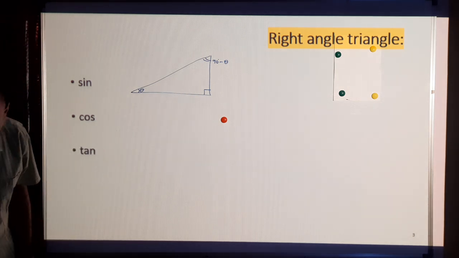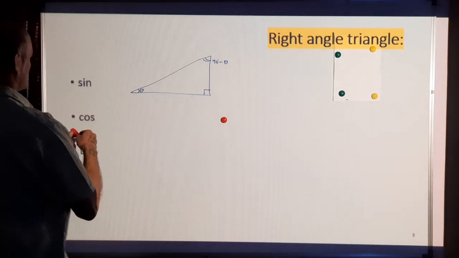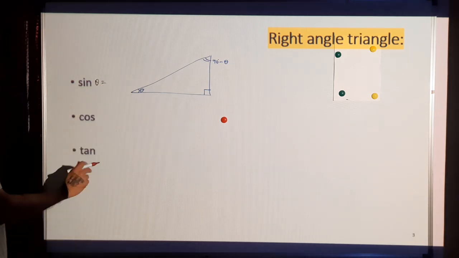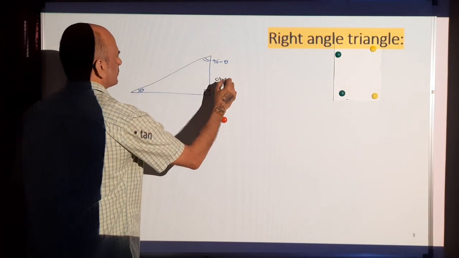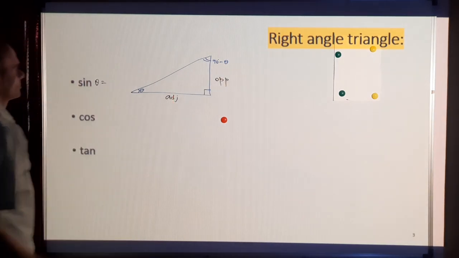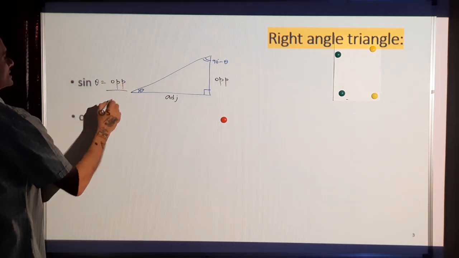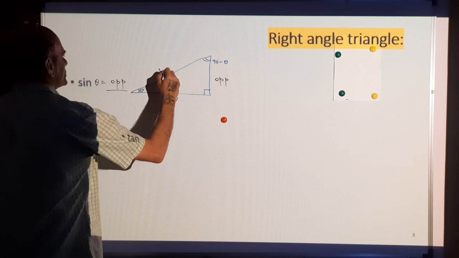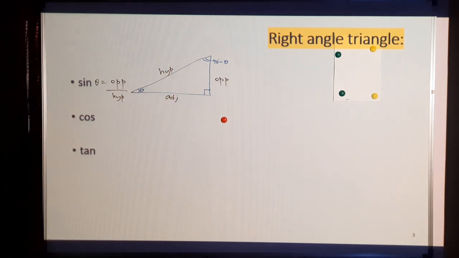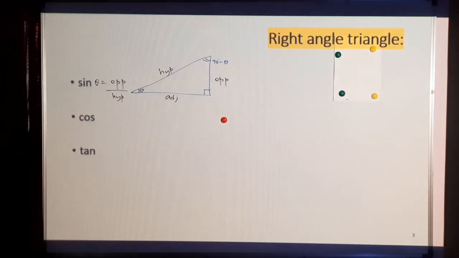And sine of an angle is defined. Let me take this angle theta. Sine theta is defined as opposite side. For angle theta, this is the opposite side, and this is the adjacent side. Sine theta is defined as opposite by hypotenuse. This is a right angle triangle, so Pythagoras theorem is valid: this square plus this square equals this square.